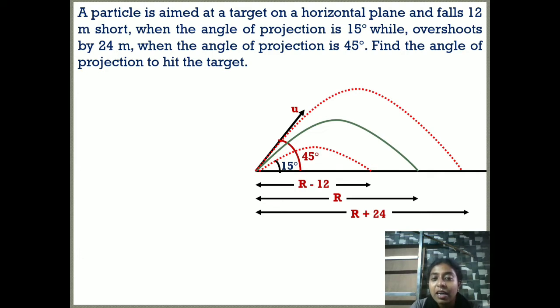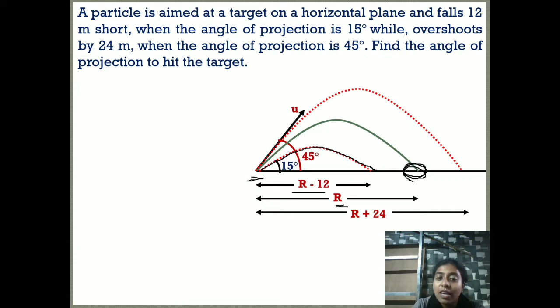That is, when the particle is thrown from this point at an angle of 15 degrees, the range it has reached is 12 meters short. So we will take the range as r. So 12 meters short, it is r minus 12. Now it overshoots by 24 meters when the angle of projection is 45 degrees. So our aim is this point. Our requirement is that we have to aim at this point.